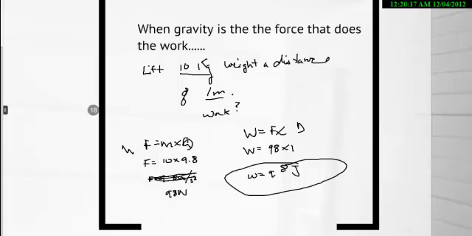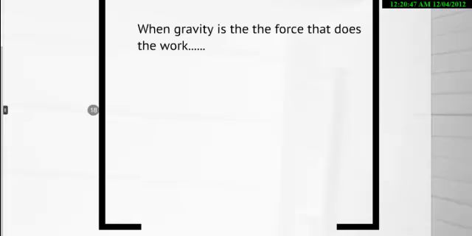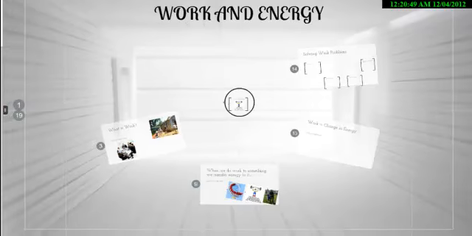So again, if they give you a mass, such as 10 kilograms, and they ask you about how much work someone or something does on an object, we can find the amount of force by using F equals ma, mass times acceleration, where acceleration equals the acceleration due to gravity, which is 9.8 meters per second squared. Alright, that's it. That's our lecture on work and energy.